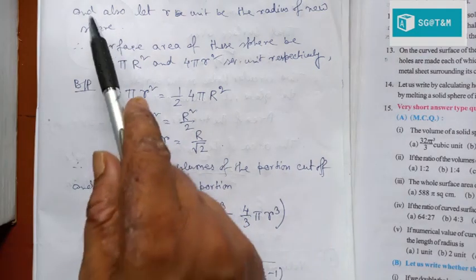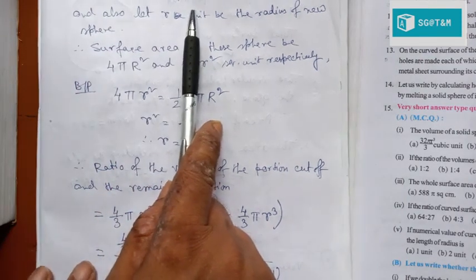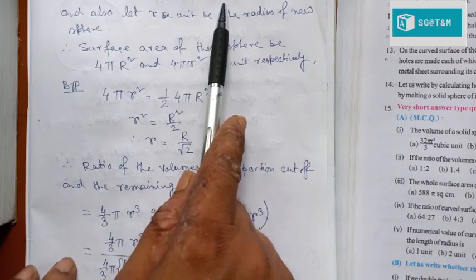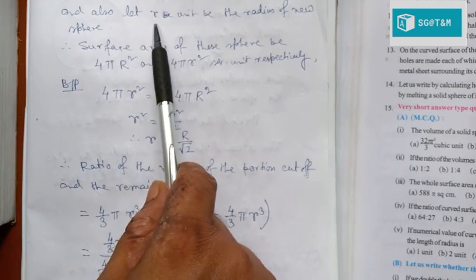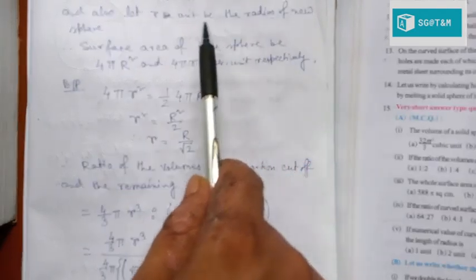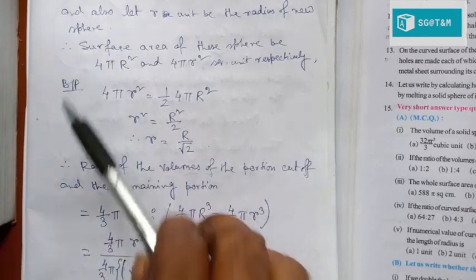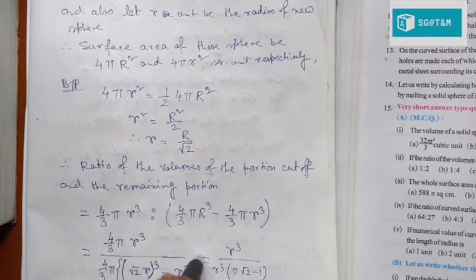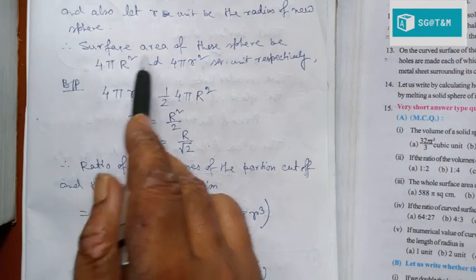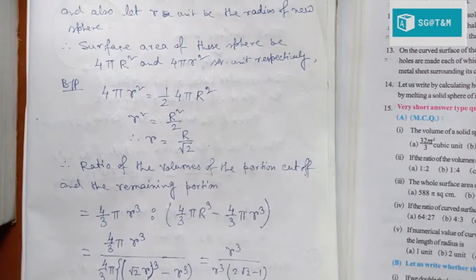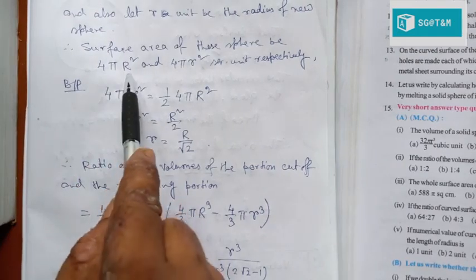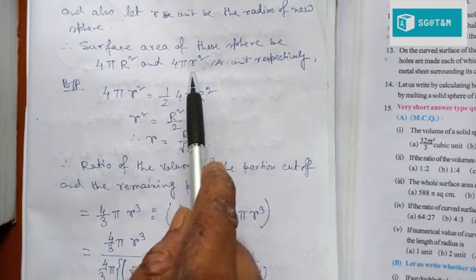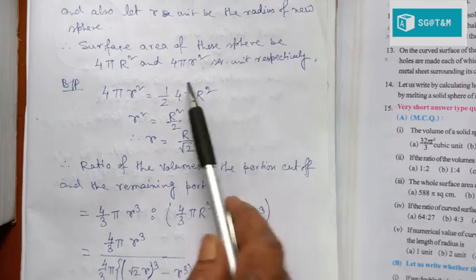So let the radius of the sphere be capital R unit for the large sphere, and also let small r unit be the radius of the new sphere, that means the cut off portion. After cutting, we get a new sphere whose radius is small r. The surface areas of the spheres are, the first one 4 pi capital R square and the second one 4 pi small r square.